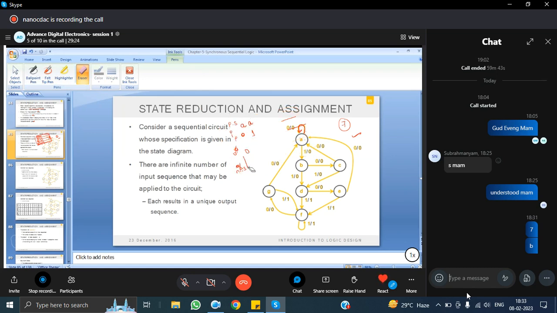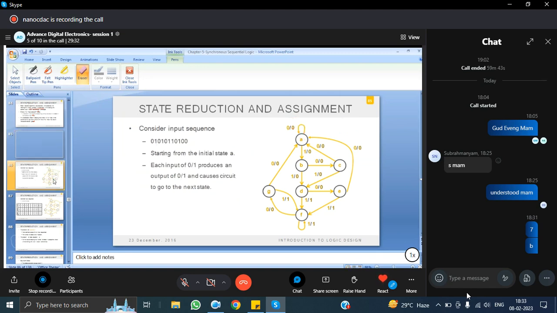Okay, normally for anything, once we have drawn the state diagram, we can easily find out which circuit it is. Now let us suppose the input sequence is 0 1 0 1 0 1 1 0 1 double 0. Starting, the initial state is A.